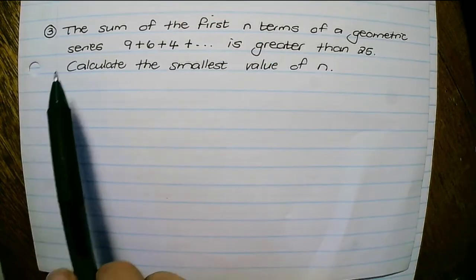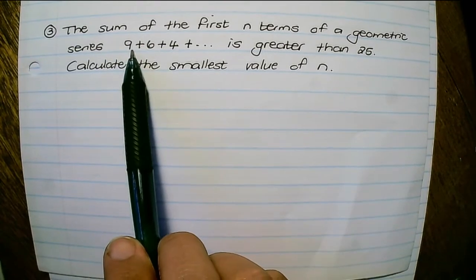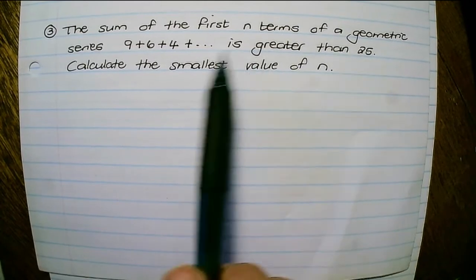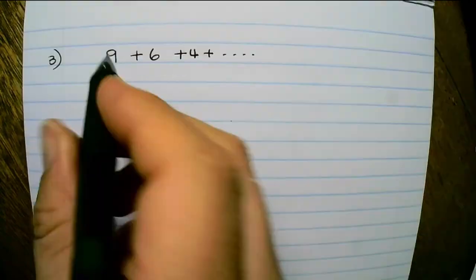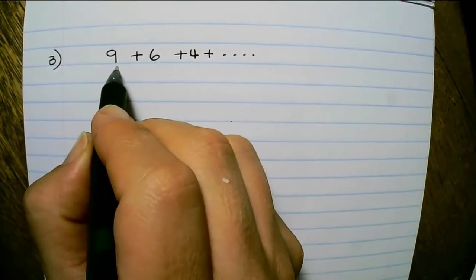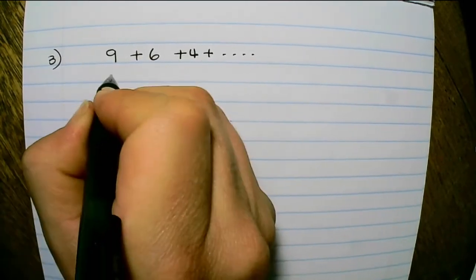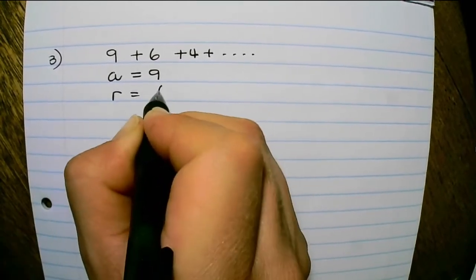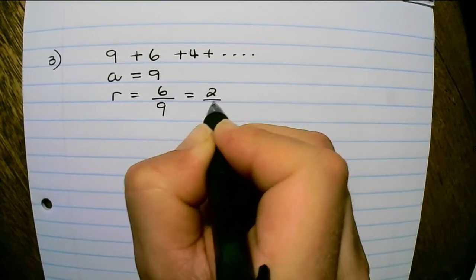Our next question says, the sum of the first n terms of a geometric series is 9 + 6 + 4 and so on, and it is greater than 25. Calculate the smallest value of n. So we want to find the smallest value of n for this sum to be greater than 25. The a value is equal to 9, and the ratio is 6 divided by 9, which is term 2 divided by term 1, which is 2/3.